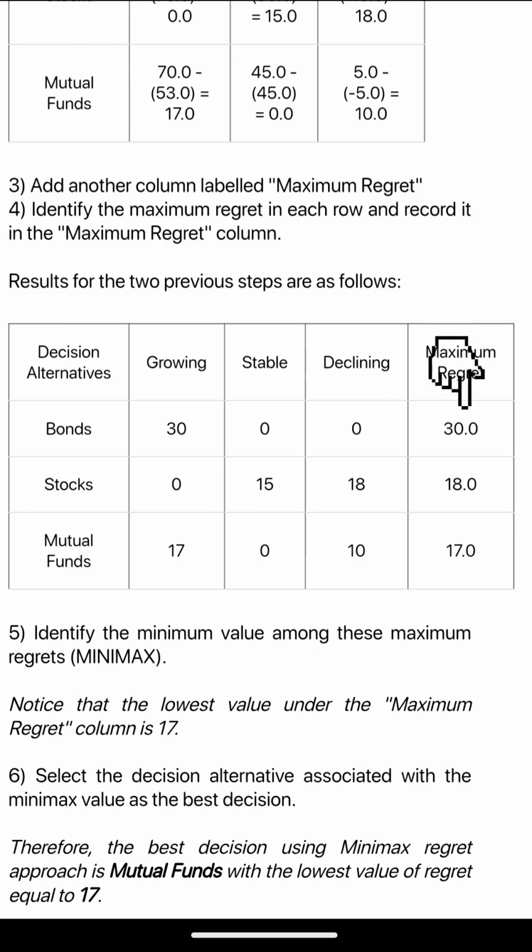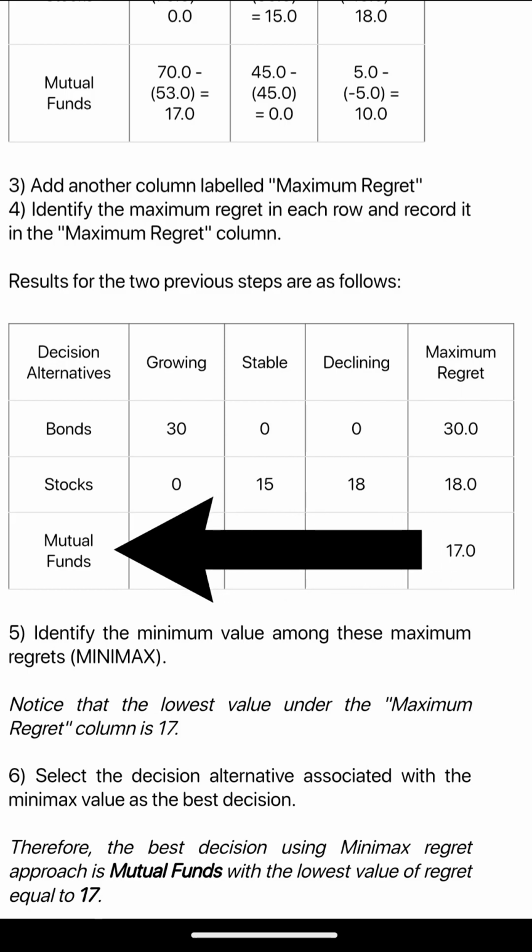We do the same for the next succeeding rows, which gives us the maximum regret values of 18 and 17, respectively. Among these three maximum regret values, 30, 18, and 17, we select the lowest value, which in this case is equal to 17. Thus, we have selected the minimum among the maximum regrets. As a result, the best decision using the Minimax regret approach is to invest in mutual funds.